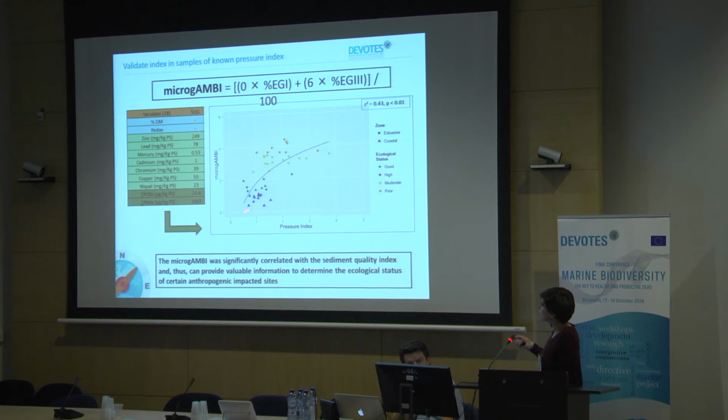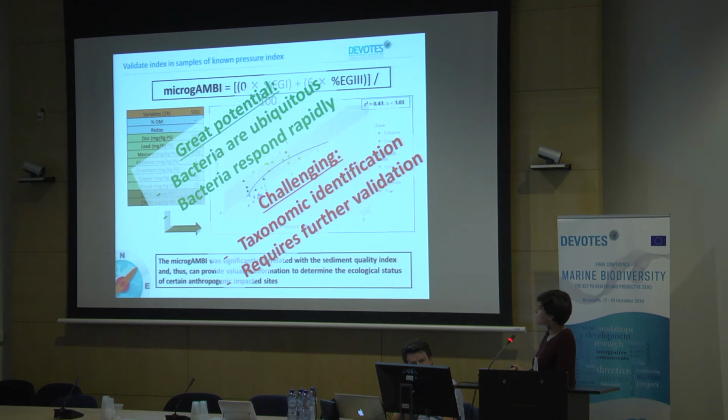As you can see here, this new index, this microAMBI, correlates quite well with the pressure index that was calculated using a series of different parameters. So this means that the microAMBI could be a promising tool to assess environmental status. Also, the good thing about this is that bacteria are ubiquitous, so we can probably use the same groups of bacteria in different parts of the world, and they also respond rapidly.